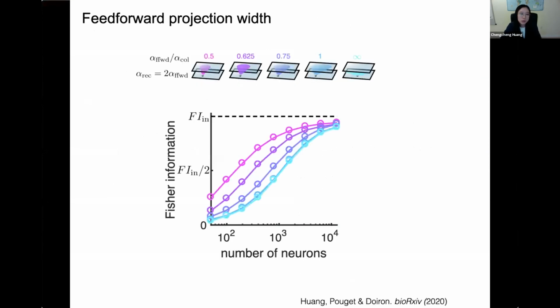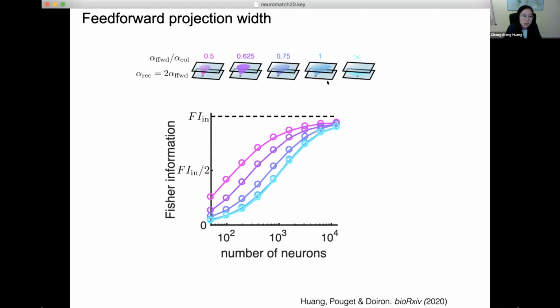Let's first look at the effect of feedforward projection width. Here I plot the Fisher information as a function of the number of neurons we read out from the network. Firstly, for a small number of neurons, we can see that networks with very narrow feedforward width, that's the purple case, have much larger information than the networks with very broad feedforward projection width.